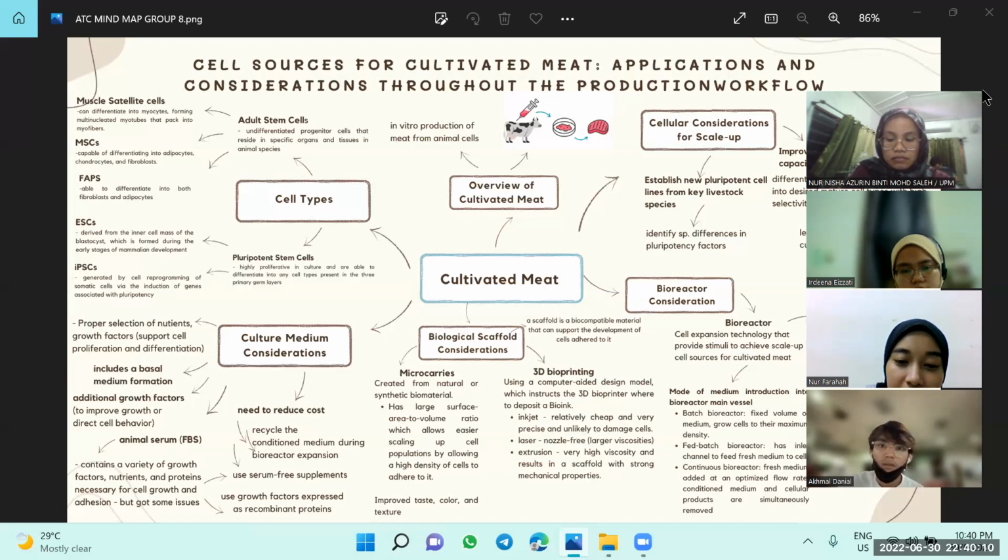Apart from that, the cost is also one of the vital parts in this study. In reducing the cost, we could recycle the conditioned medium during bioreactor expansion and also use serum-free supplements.